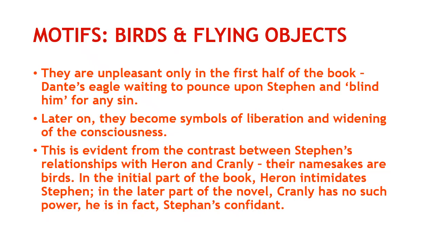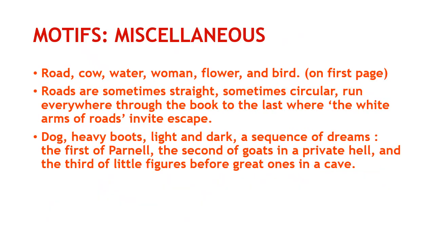Now, we can see that from a contrast which is presented between Stephen's relationships with Heron and Cranley. Their namesakes are birds. Heron is a bird and Cranley is derived from crane. Both of them are water birds. In the initial part of the book, Heron intimidates Stephen. He has that power over Stephen. And in the later part of the novel, Cranley has no such power. He is in fact Stephen's confidant.